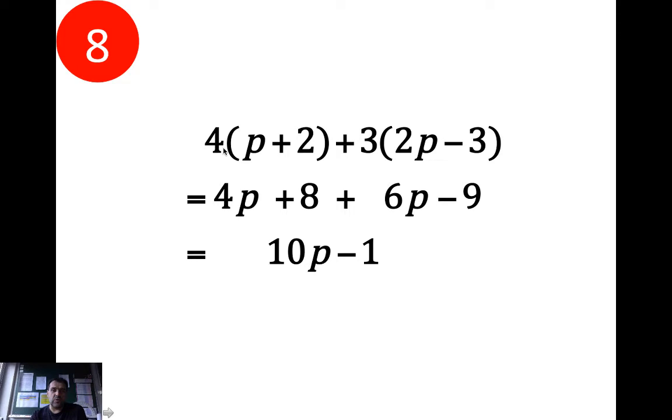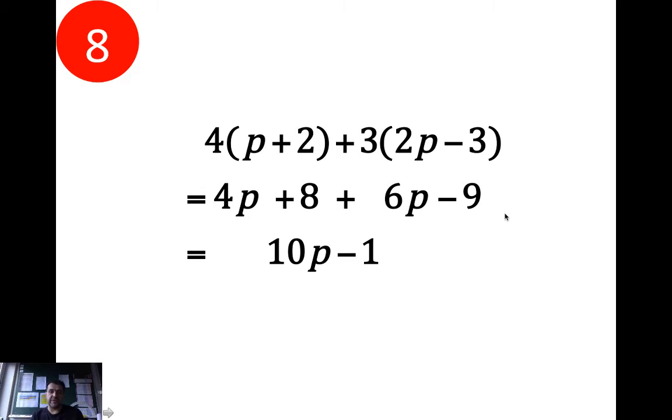The first bracket is 4 times p plus 2, so it's 4 times everything in the bracket. 4 times p gives you 4p, and 4 times 2 gives you 8. Now we're going to multiply out the second bracket. It's 3 times 2p minus 3, so that's 3 times everything in the bracket. 3 times 2p gives you 6p, and 3 times minus 3 gives you minus 9. So the whole thing is 4p plus 8 plus 6p minus 9.